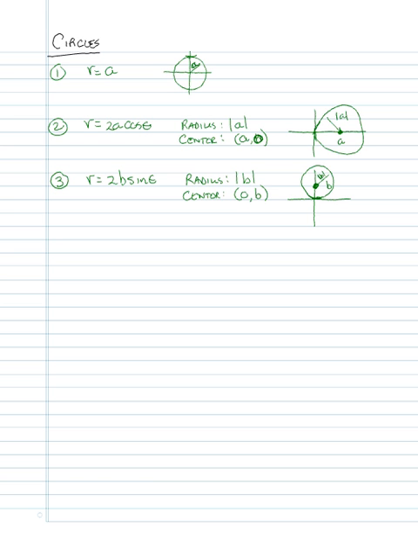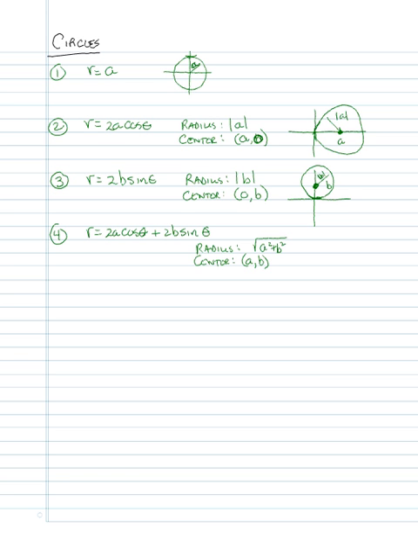Suppose we had something that looked like this. r is equal to 2a cosine of theta plus 2b times the sine of theta. Well, in this case, the radius is going to be the square root of a squared plus b squared, and the center is actually going to be (a, b).